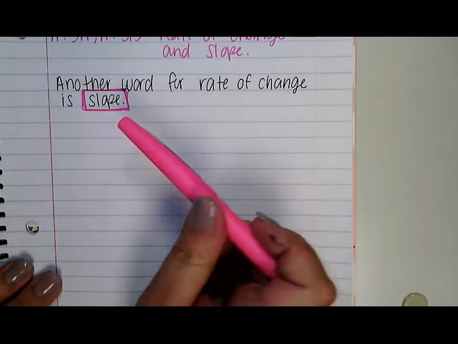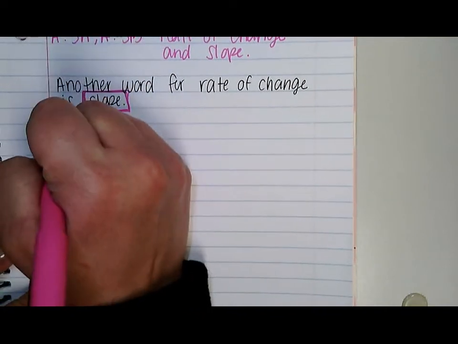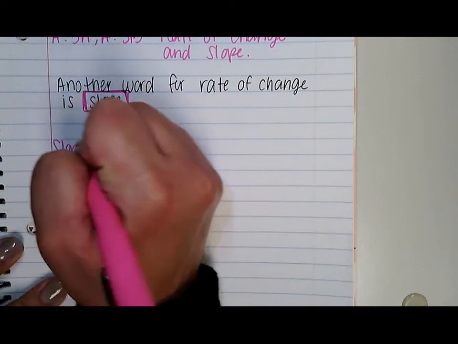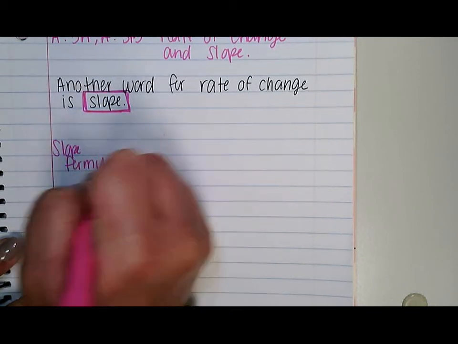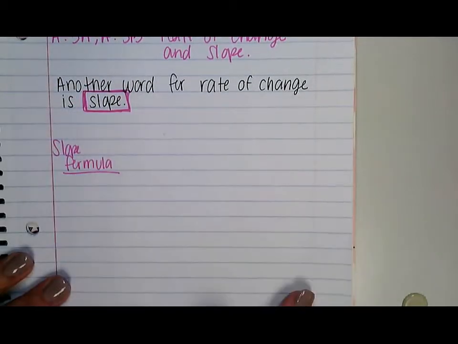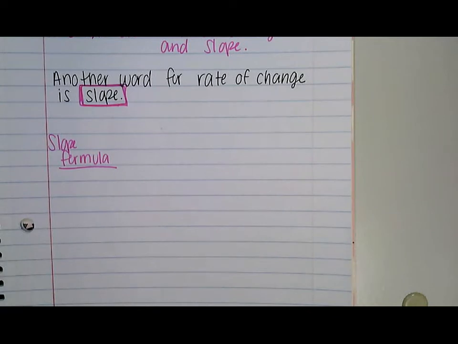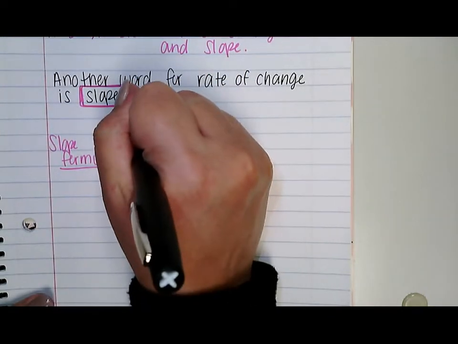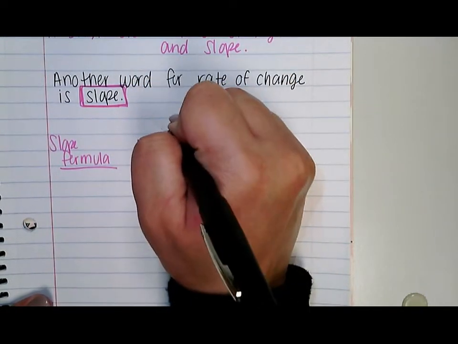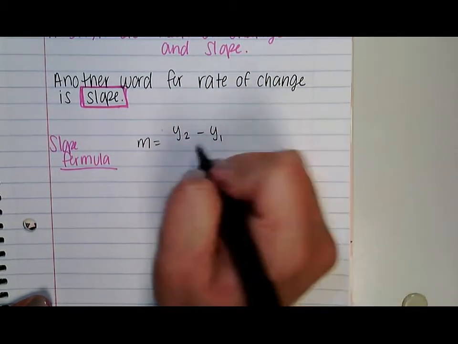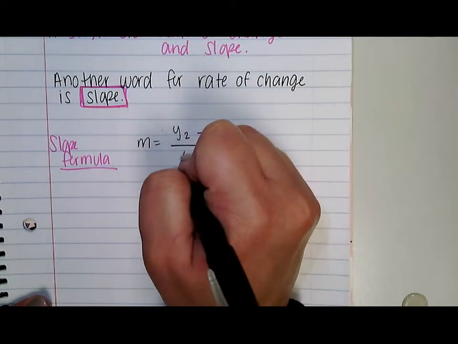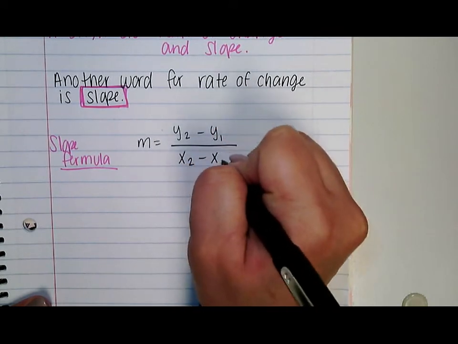And whenever we find slope, we use the slope formula. And that is y2 minus y1 divided by x2 minus x1.